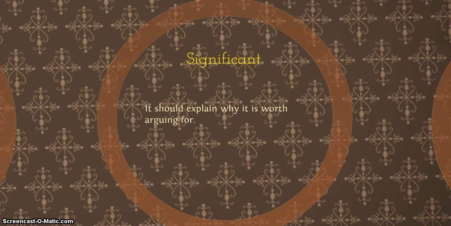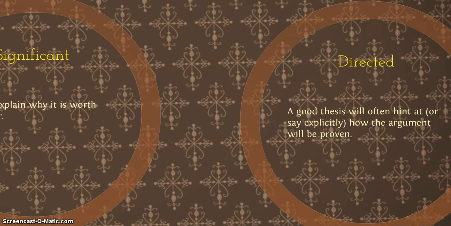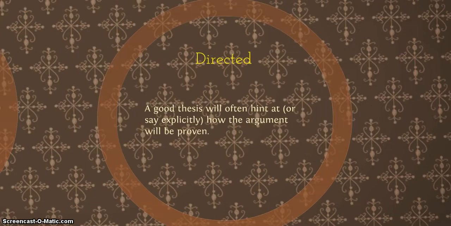Okay, significant. It should explain why it is worth arguing for. That's kind of what you're doing by acknowledging the opposition. By doing so, you show that your thesis has significance. And then directed. A good thesis will often hint at or say explicitly how the argument will be proven. And again, that goes back to giving your reasons in your thesis.